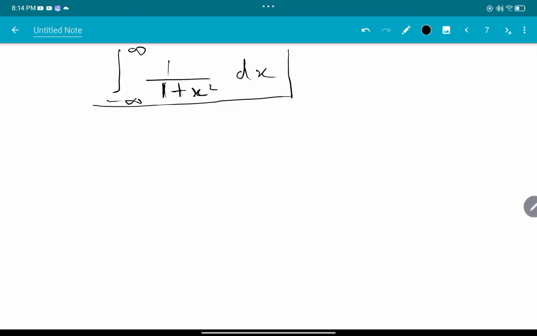To begin with, what we do here is our procedure. What is our procedure? Remember that this is our integral. Let me call this integral I, that is, its value is I.